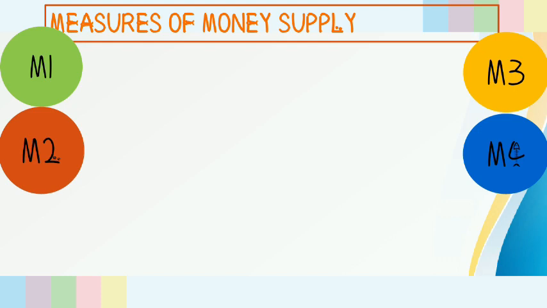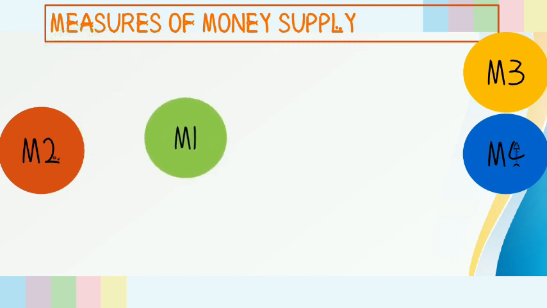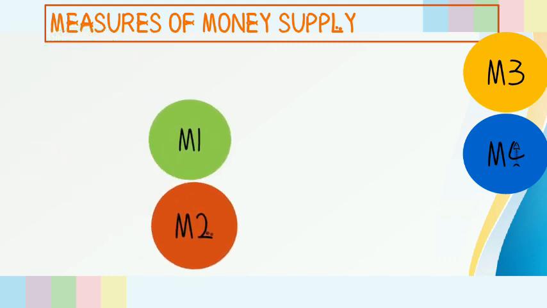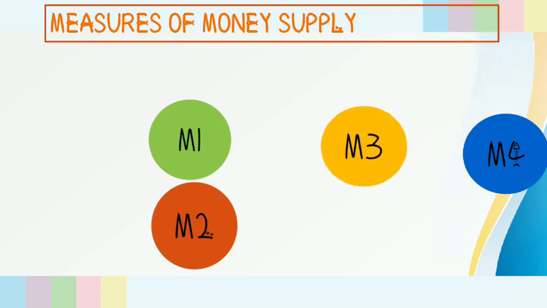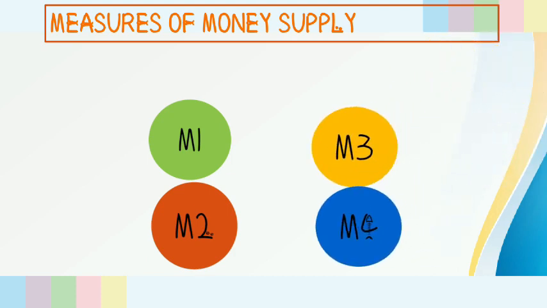Now, let's talk about how we actually measure the amount of money in an economy which is in circulation at the present moment. Now this can be measured with the help of the measures of money supply. So the first one is M1, second M2. The third measure of money supply is M3 and the fourth one is M4. So let's discuss them in detail. The first measure of money supply, M1, includes C, DD and OD.